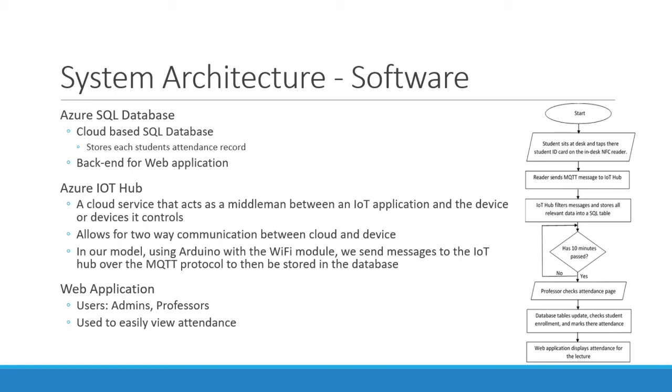Also, we use the Azure IoT Hub. These are Microsoft applications. Azure IoT Hub is a cloud service that acts as a middleman between an IoT application and the device it controls. It can control these devices from anywhere in the world. It allows for two-way communication between the cloud and the device. In our model, using Arduino with the Wi-Fi module, we send messages to the IoT hub over the MQTT protocol to then be stored in the database. We also have a web application where we can easily view the attendance.